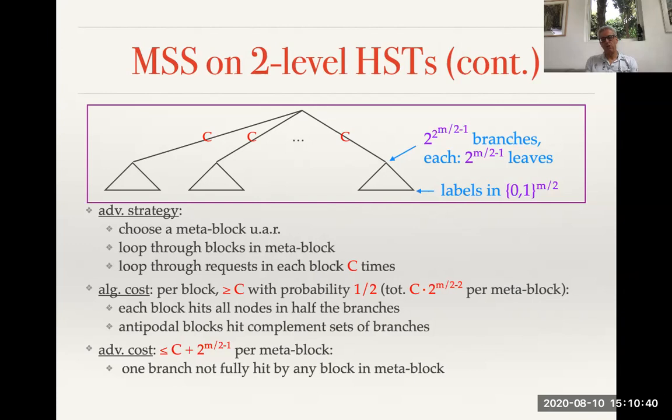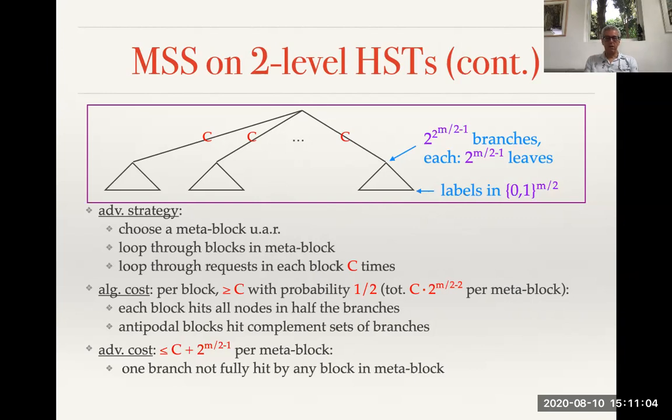I mean, the expectation is 1/2 of that. So it's C times 2 to the m over 2 minus 2 per meta block. That's the expected cost of the algorithm, regardless of the meta block, of the iteration of the adversary. Now, what's the adversary's cost?